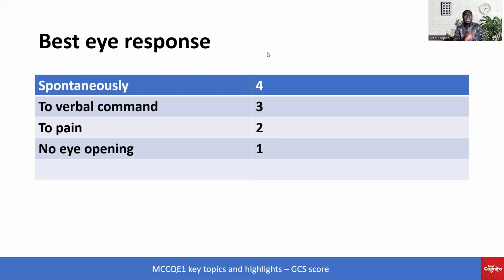So let's start with the eye. If the patient opens the eye spontaneously, boom, eye spontaneously, it's 4. If the patient opens the eye due to your verbal command, 3. So, like if you're at the bedside and the patient's eye only opens when you speak, 3. If the patient opens the eye to pain alone, that is the best thing you can do to cause the patient to open the eye. That is 2. And the patient does not open the eye at all, that is 1. So best eye response, highest number is 4, lowest number is 1.